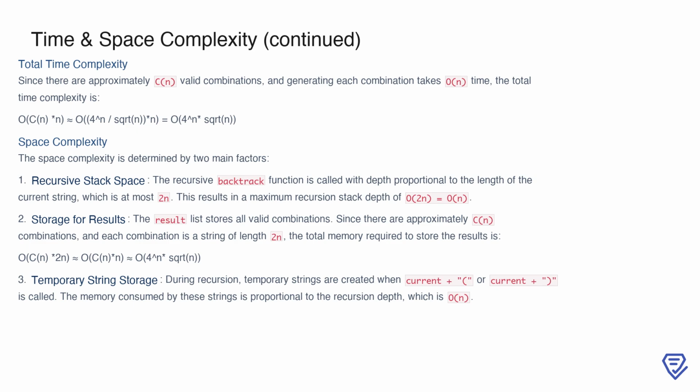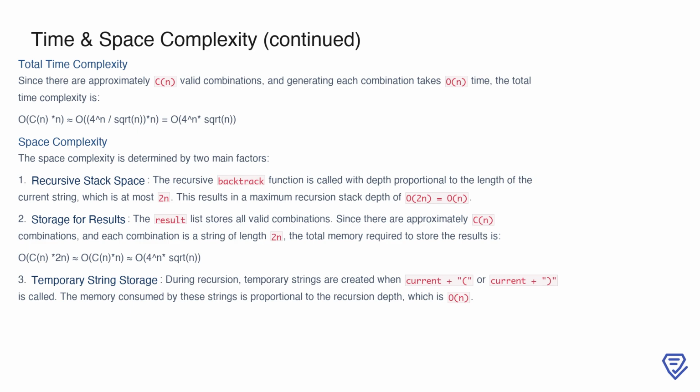Now, let's consider the space complexity. The main contributors are the recursive stack space, the storage for results, and temporary strings during recursion. The recursive stack depth is proportional to the length of the current string, which is at most 2n, giving a maximum stack space of O(n). The result list stores approximately C(n) strings, each of length 2n, requiring O(C(n) * 2n) space, which simplifies to O(4^n * sqrt(n)).